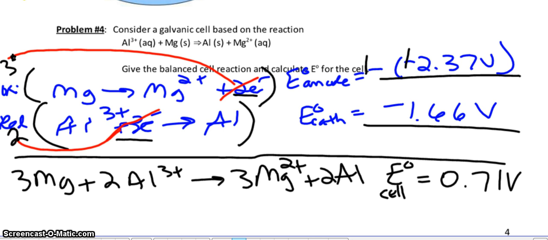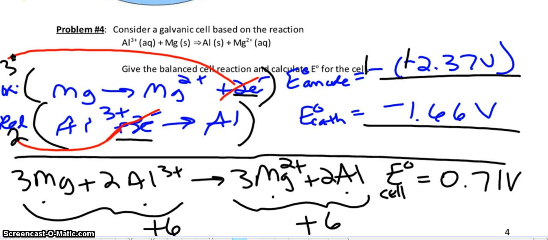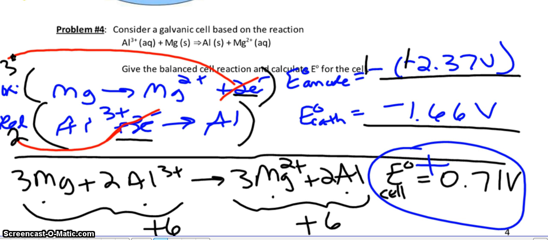All right, what else do you notice? Is this balanced? I have 3 magnesiums here, I have 3 magnesiums here. I have 2 aluminums here, I have 2 aluminums here. Is the charge balanced? I have an overall charge here of +6, and I have an overall charge here of +6. So I do believe everything is balanced out. Again, notice I do have a positive reading here, which you must have. All right, so we're done with problem number 4. Let's go on to the next page.